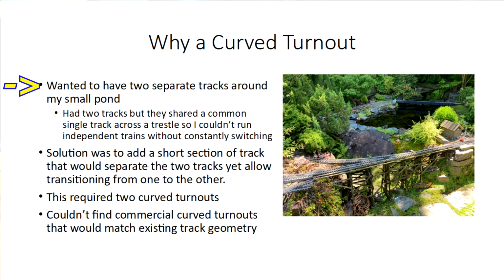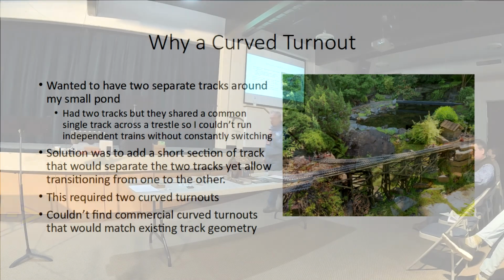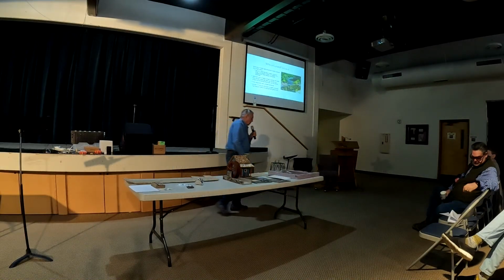So what I wanted to do was be able to run 2 independent loops. To do that, I had to put another piece going across where the trestle is, basically another bridge, and make 2 independent loops, but yet I want to be able to switch from one loop to the other. So the solution was to add more track, which requires a couple of curved turnouts, and I couldn't find any curved turnouts that would match my existing curvatures up there. So what do you do? Well, I guess you have to make your own.